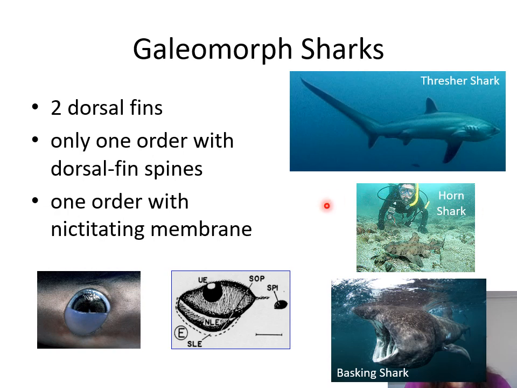In addition, these galeomorphs generally have 2 dorsal fins. There's only one order that has dorsal fin spines on it, and that's our Heterodontiformes. Those are those bullhead sharks. And only one order with nictitating membranes. Those are the Carchariniformes, which is one of our larger groups. And they have that transparent, translucent eye there.